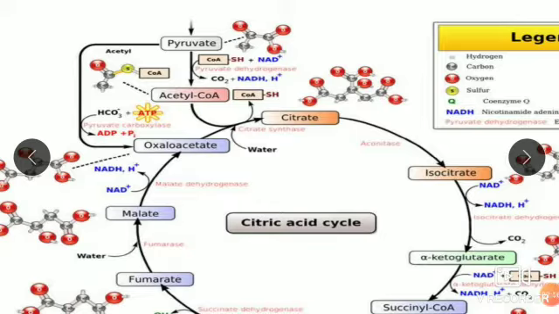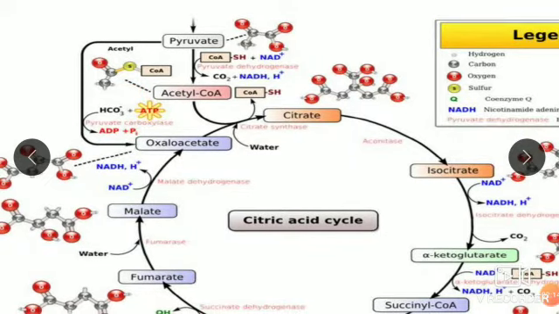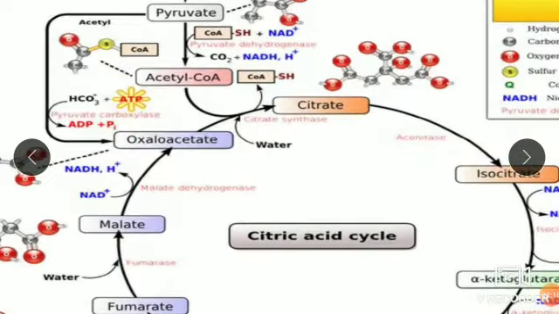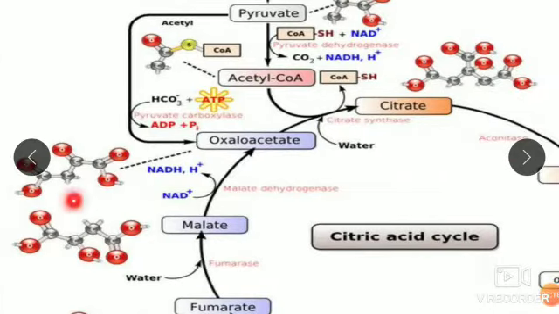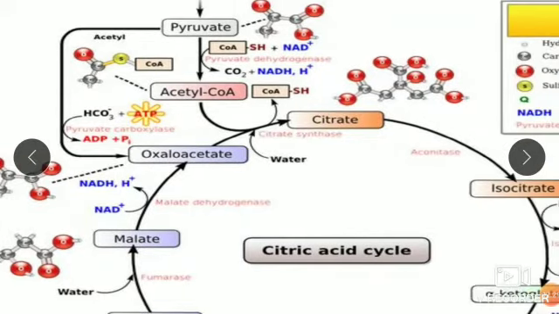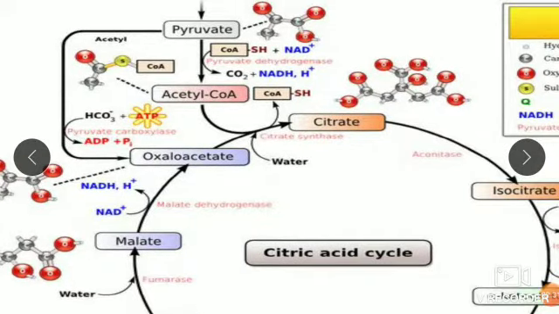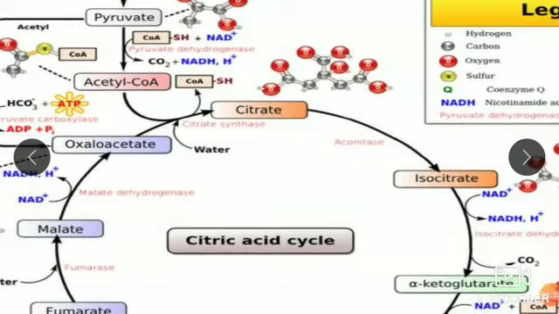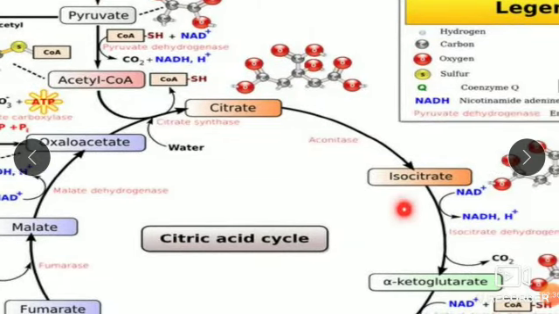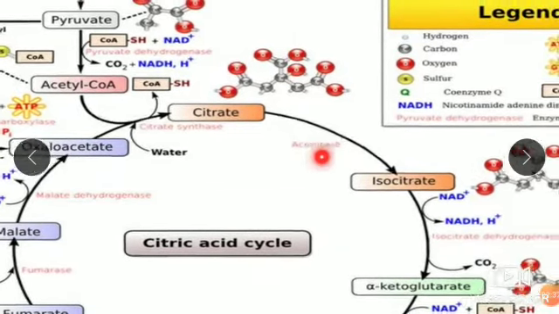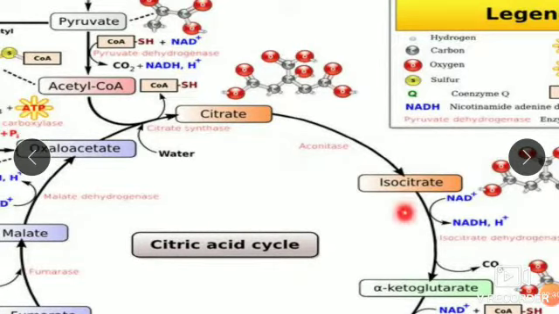Now in the first step of this citric acid cycle, this 2-carbon acetyl coenzyme A combines with this 4-carbon oxaloacetic acid, which is already present inside the mitochondria, to form the 6-carbon citrate molecule in the presence of the enzyme citrate synthetase. In the next step, the citrate undergoes isomeric transformation in the presence of the enzyme aconitase to form isocitrate.